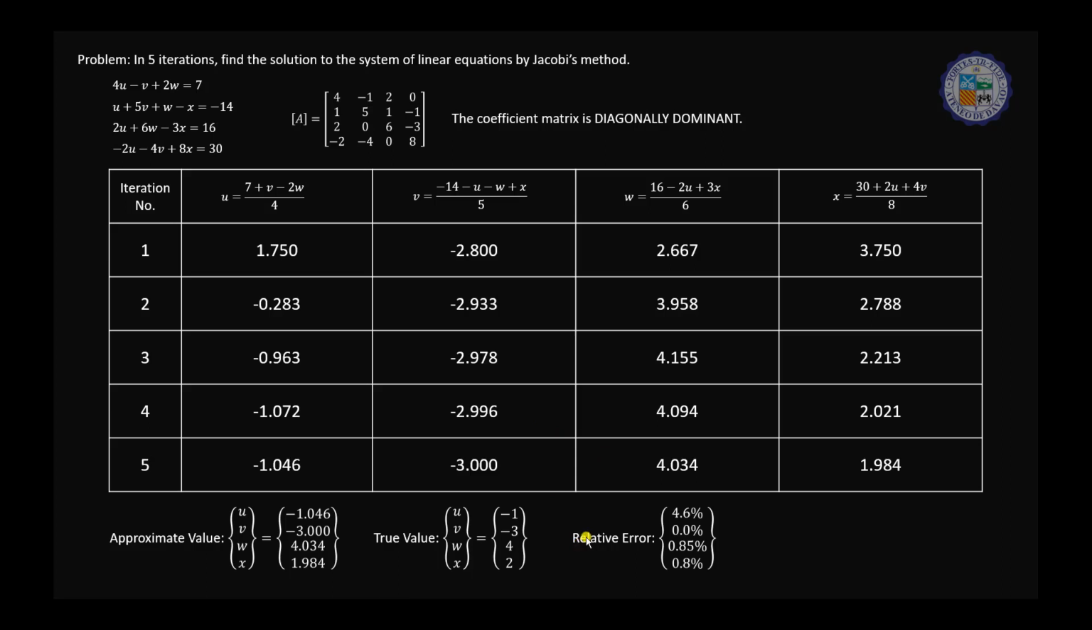For me, Jacobi's method is less confusing compared to Gauss-Seidel's method. In Gauss-Seidel, you have to immediately use the latest available value of a certain unknown variable to compute the next unknown variable. That's the only difference between the two. But it's up to you which one you're more comfortable with. You may use Gauss-Seidel or Jacobi's method in solving a system of linear equations by iteration. I think that's it. Thank you very much.